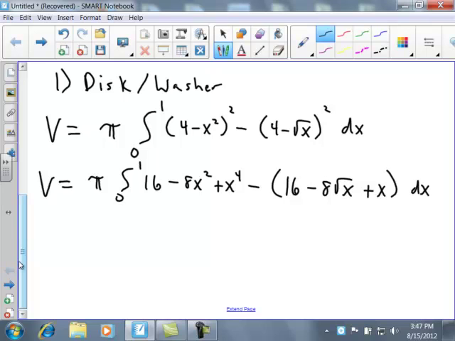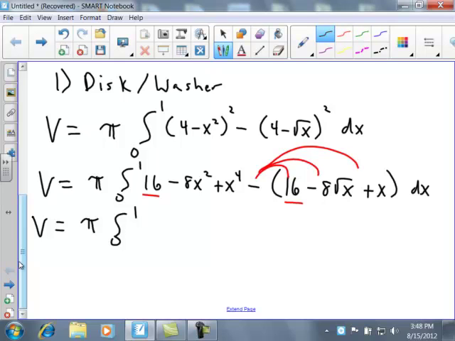And if I forget to write the dx, I apologize. We just understand with respect to x here. So my volume is going to be pi times the integral from 0 to 1. I have a positive 16. And when I distribute my negative into all three of these terms, I'm going to end up with a negative 16, so those are going to cancel.